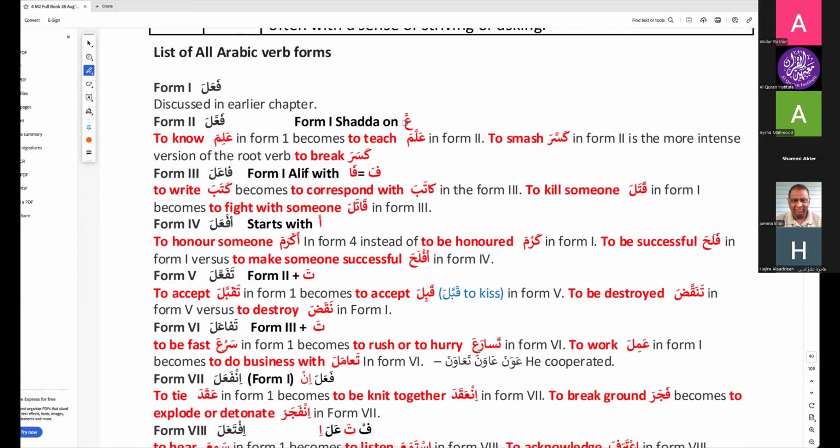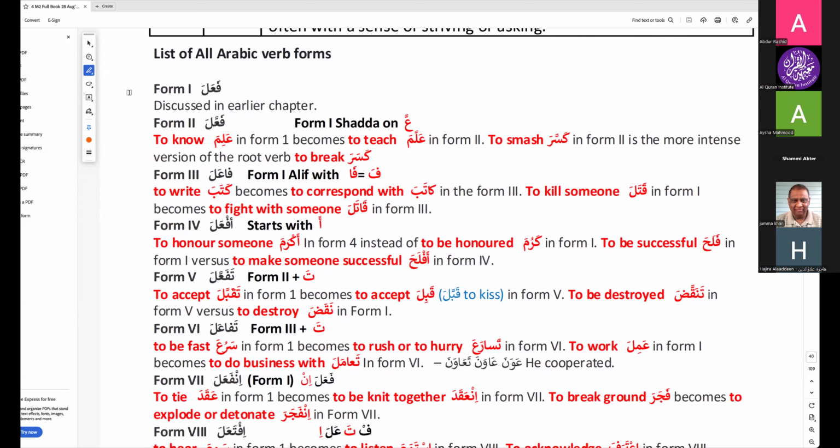So, shadda on the ain, okay? Here the example is given. To know is alima. Alima means to know, knowledge. In form 2 it becomes to teach someone, allama. Can you see how it's transforming? The example given before, fa'ala to fa''ala. Similar here, alima to allama. This is giving the example between form 1 and 2.